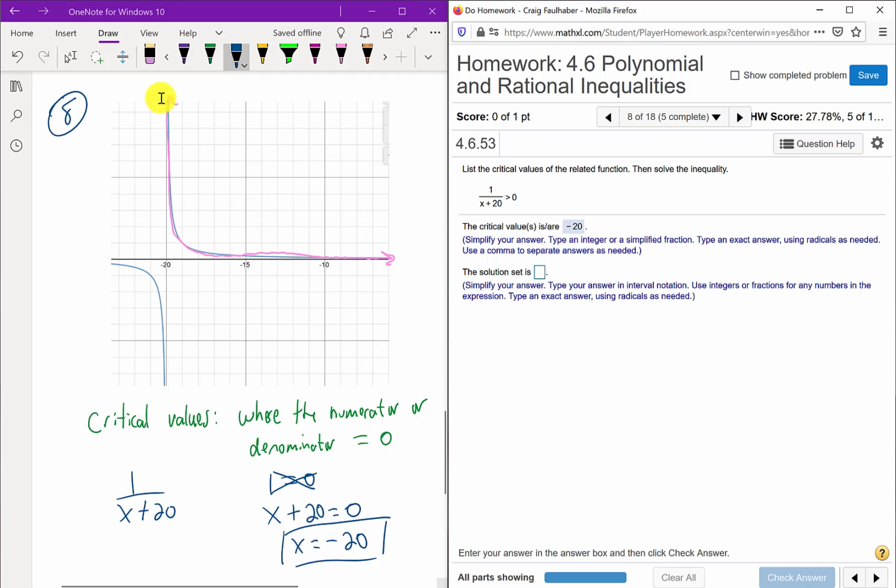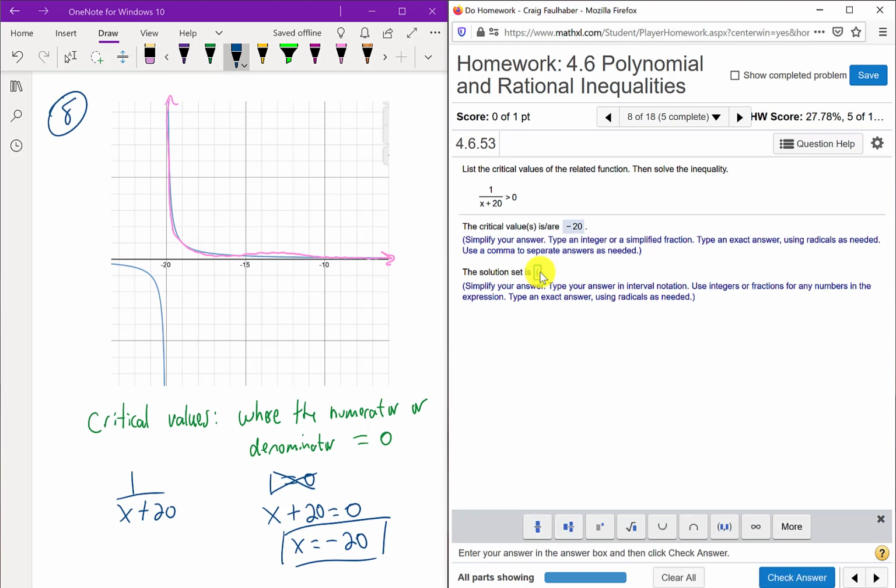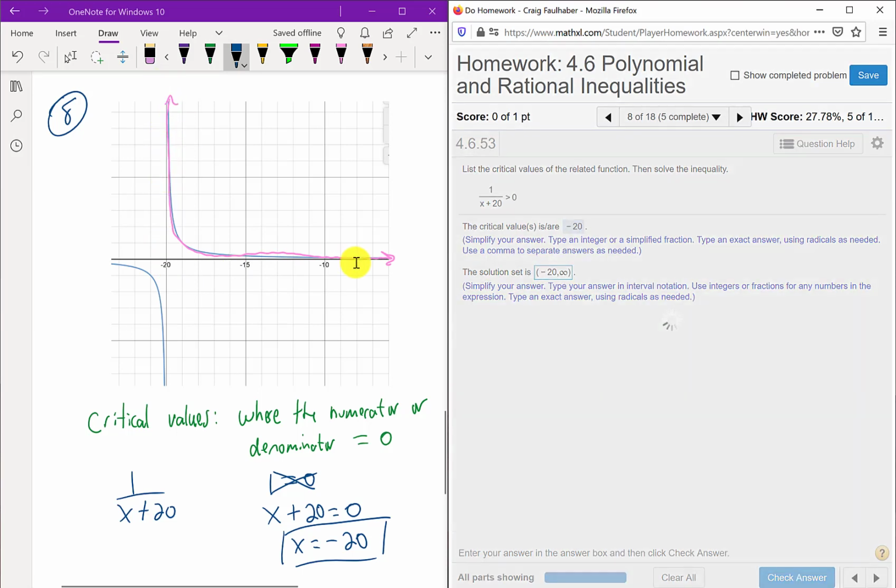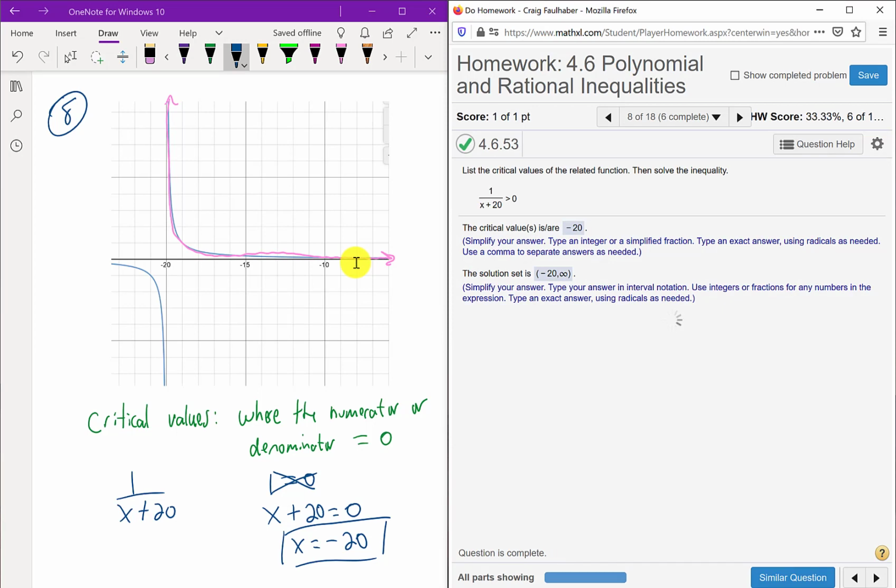I'm going to use this graph and say, okay, the question was asking where the function is greater than 0. This pink area is where this function is greater than 0. What are the x values? That is the solution set. Those x values go from negative 20 to infinity on this piece of the graph right here. Notice we're not including negative 20 because this asymptote is never touched by the graph. I'm going to hit enter on that, and that is going to be our answer.